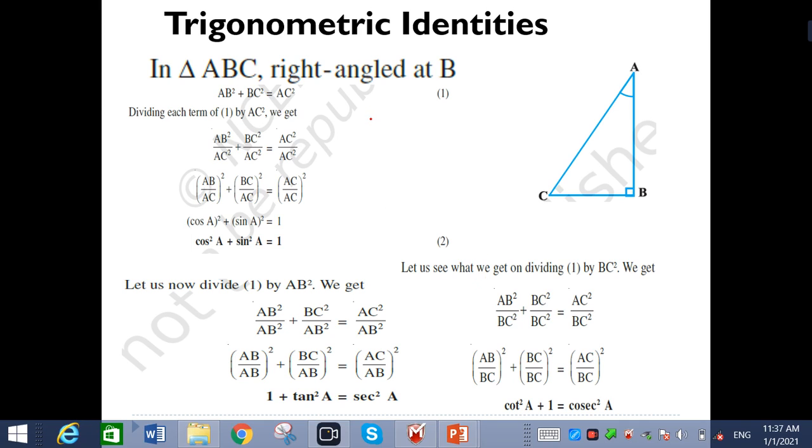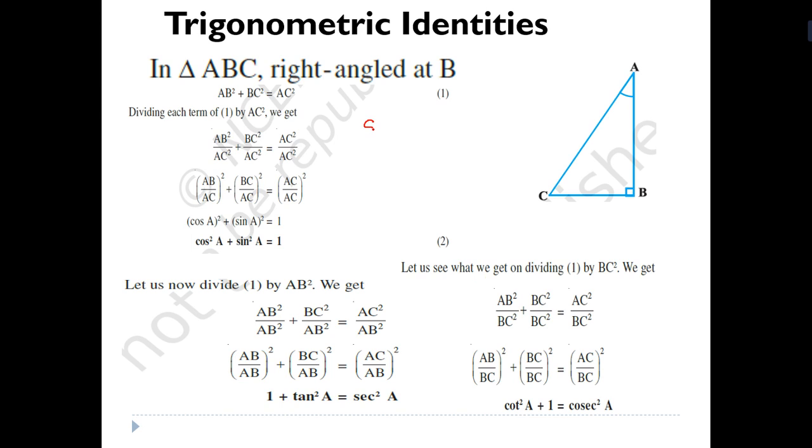So overall we get three results. That is sin square theta plus cos square theta is equal to 1, 1 plus tan square theta is equal to sec square theta, and 1 plus cot square theta is equal to cosec square theta. Three results we have got.